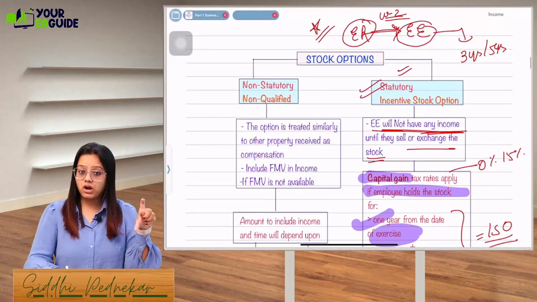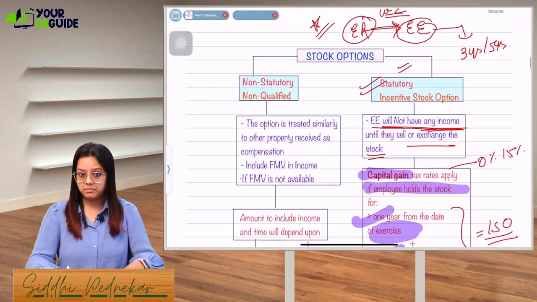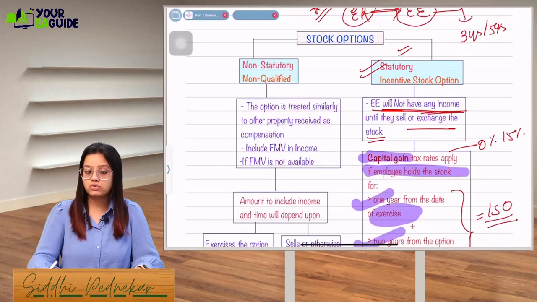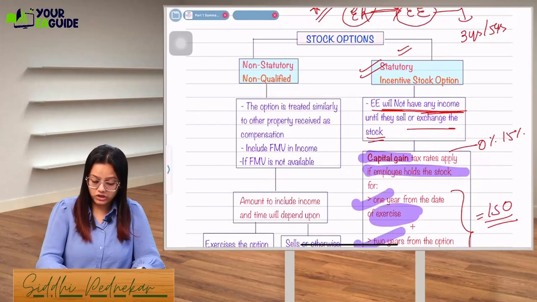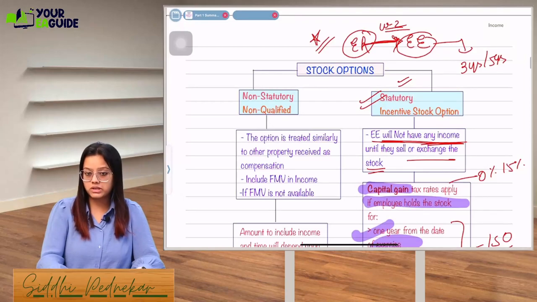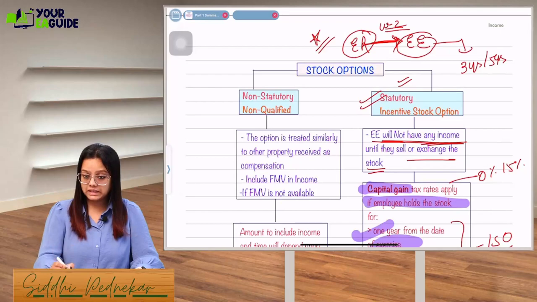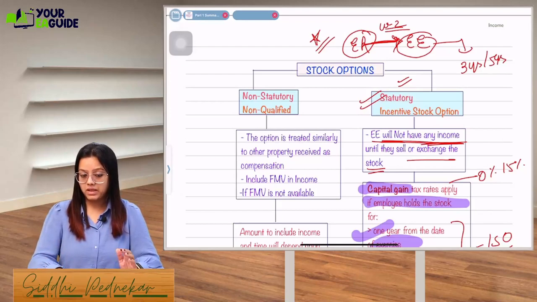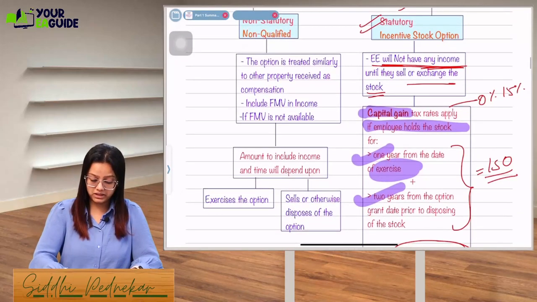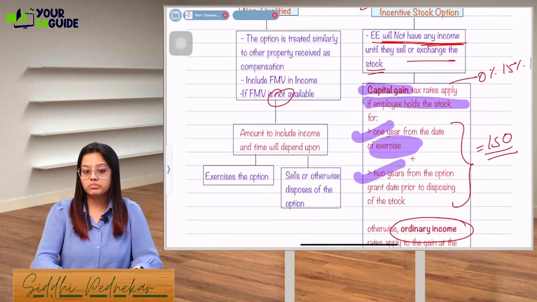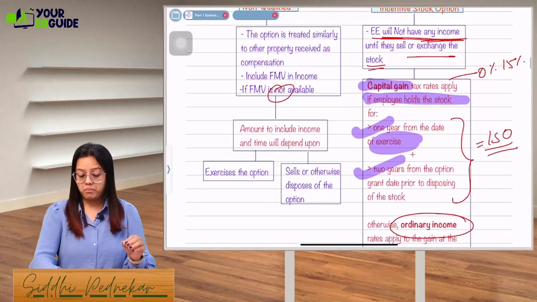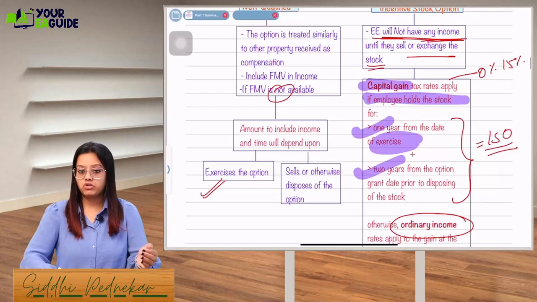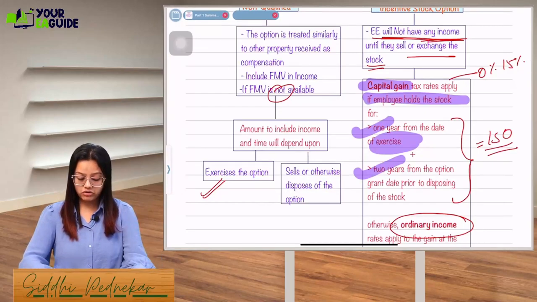Now, what is a non-statutory or non-qualified plan? The option is treated similarly to other property. Means when you receive a non-statutory plan from your employer, you are going to include the FMV in your wages income. Include the FMV in the income. And if the FMV is not available, then the amount to be included will depend upon the exercise option, whether you are going to exercise it or whether you are going to sell it.